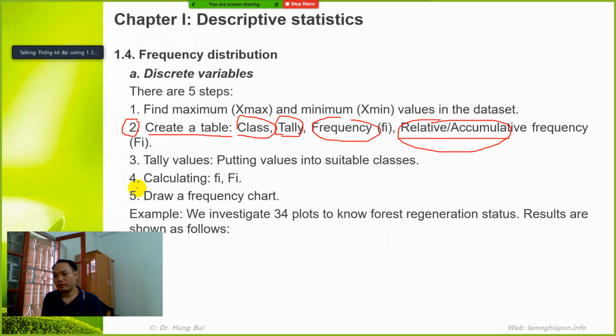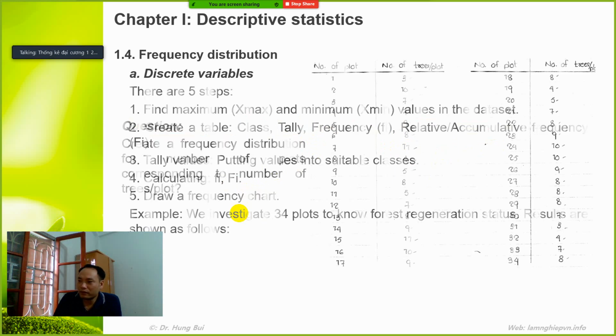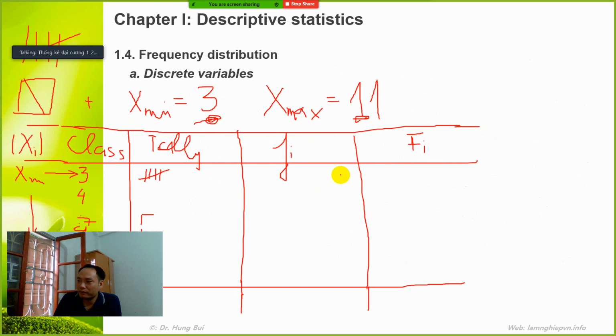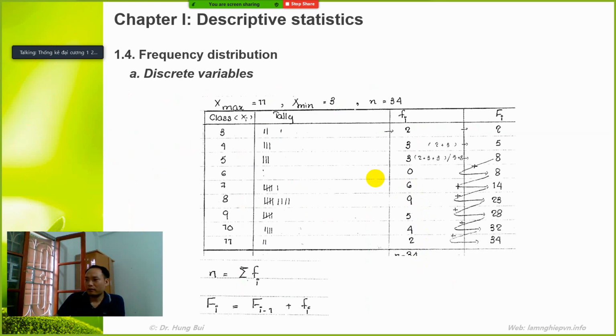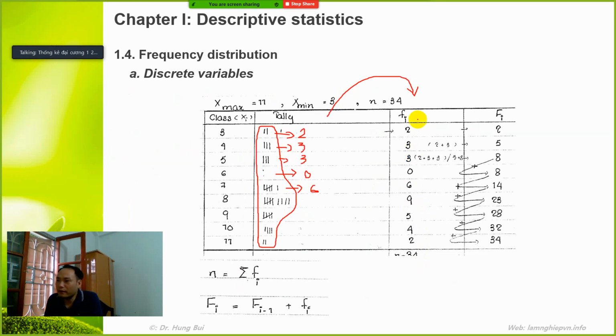Read for me. Here, step 4. Step 4, so they are calculating the frequency distribution Fi. Exactly, and calculate relative frequency. So now I want to show you how to calculate this one and how to calculate this one. Okay, so now here, very easy.